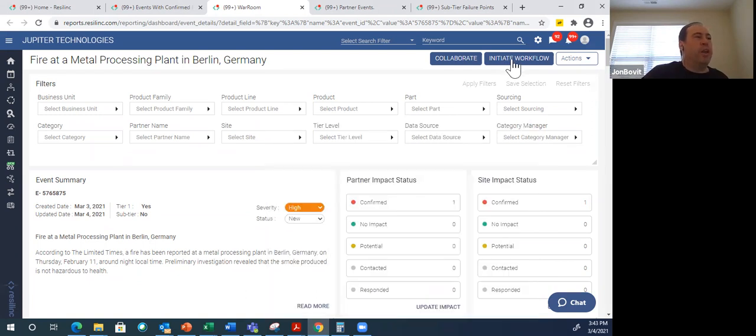I can also initiate workflow. In other words, there are certain actions and tasks that we need to do to automatically or methodically respond to this. And so I can have that all set. We have this kind of workflow capability.